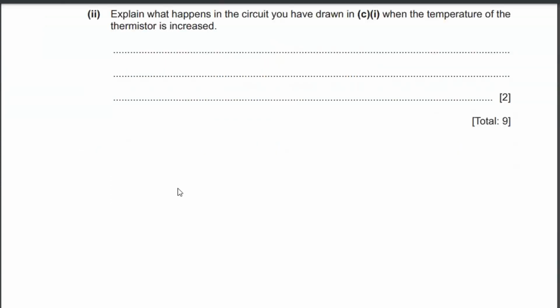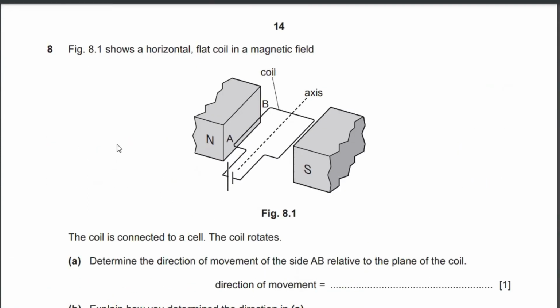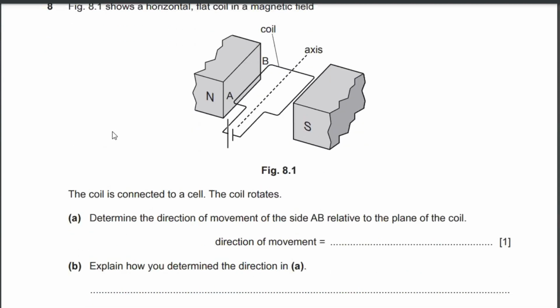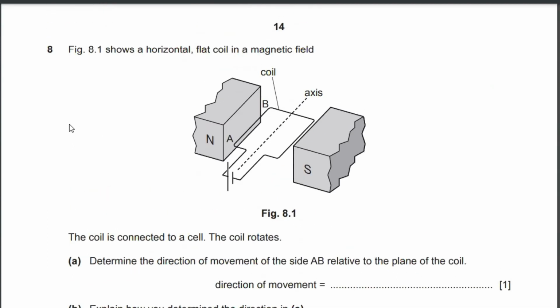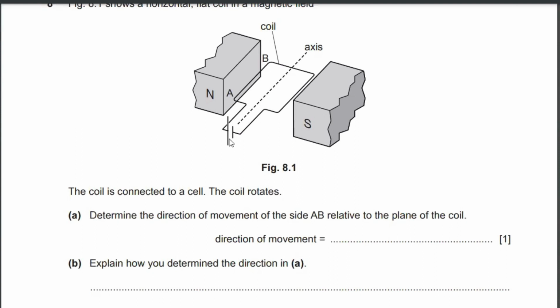Question number 8 is, figure 8.1 shows a horizontal flat coil in a magnetic field. So in this diagram, there is a battery. This is the positive side and this is the negative side. This is north and south. So the magnetic field lines go from north to south. This is the arrow. So this is the current. So we know current flows from positive to negative. So arrows will be here.